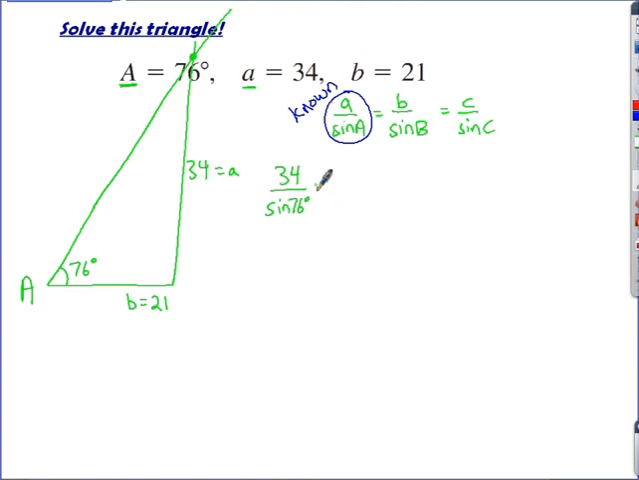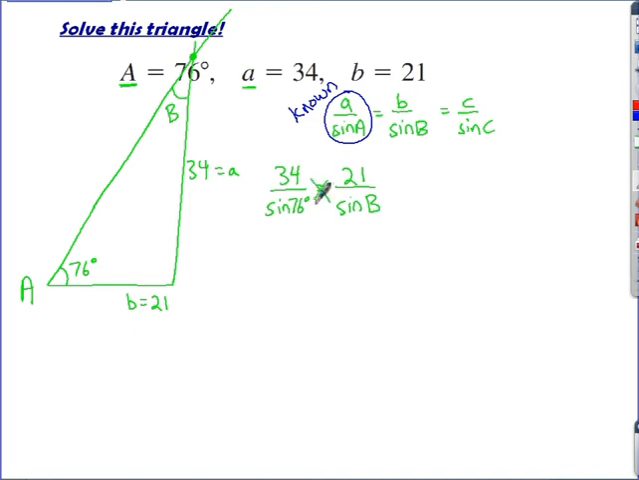Now, what are we going to make that equal to? Well, it depends on what we want. It doesn't matter. What I would say, first of all, we have B down here, so maybe it would be best, first of all, to find angle B as well. Okay, so we can use that one. Let's go 21, that's little b, and then we have sine angle B, which is what we don't know. Okay, great. So we've got a little equation, and the only thing we don't know is B.